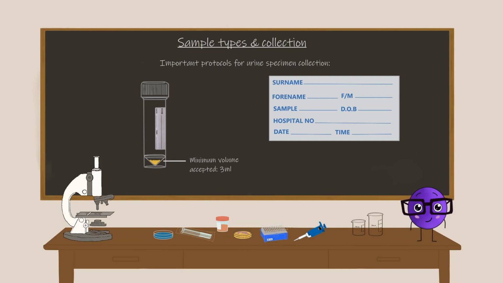Sample labeling. Once the sample is collected for testing, it must be labeled with sufficient patient information before processing. This is to ensure that the correct diagnosis is given to the correct patient. Unlabeled specimens are automatically rejected, as we can't be certain which patient the sample belongs to.